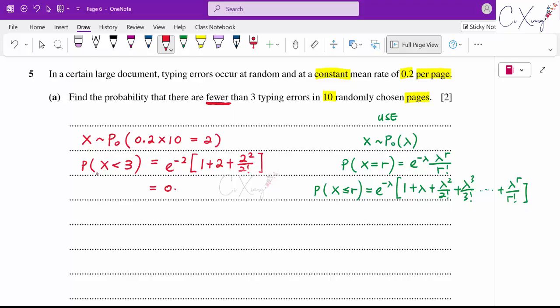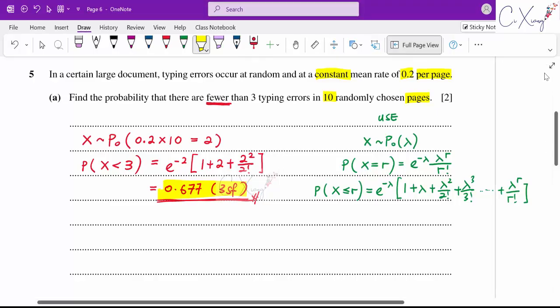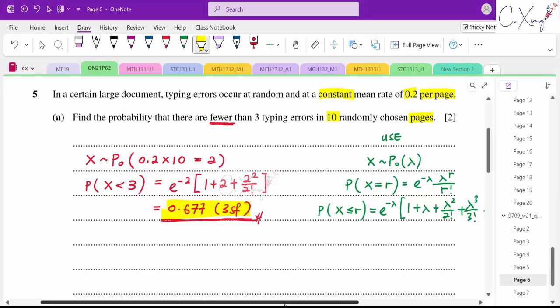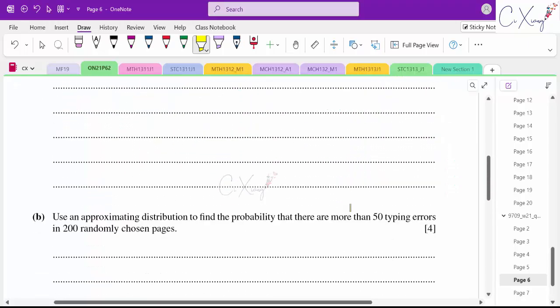By right, your answer is a long one. Please cut it short to 3 significant figures. By right, you should be getting 0.677. So this is how we get the answer for the first part. Then let's continue to part B.